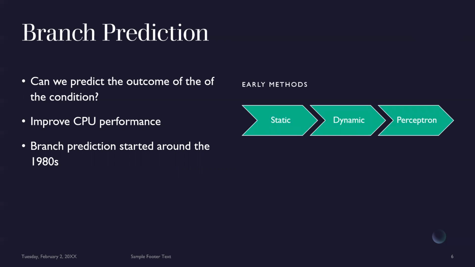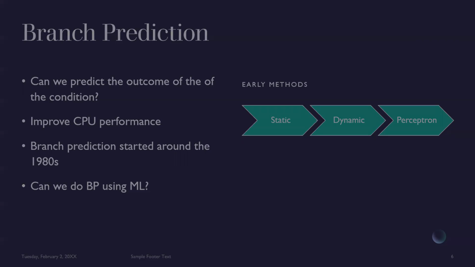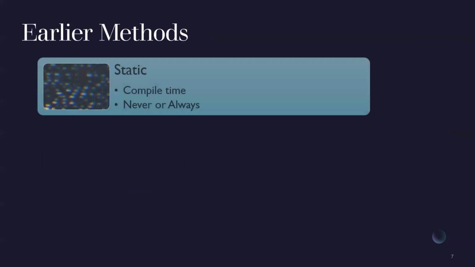The early methods that were used started with static predictions, then dynamic, and then perceptron. And we'll talk about these later on. And when we think about a prediction kind of problem, what we usually think of as computer science students is, can we use machine learning to solve this problem? And the answer to that is yes. And that's what the current research is being developed on. But before we talk about that, let's go over the earlier methods of branch prediction.